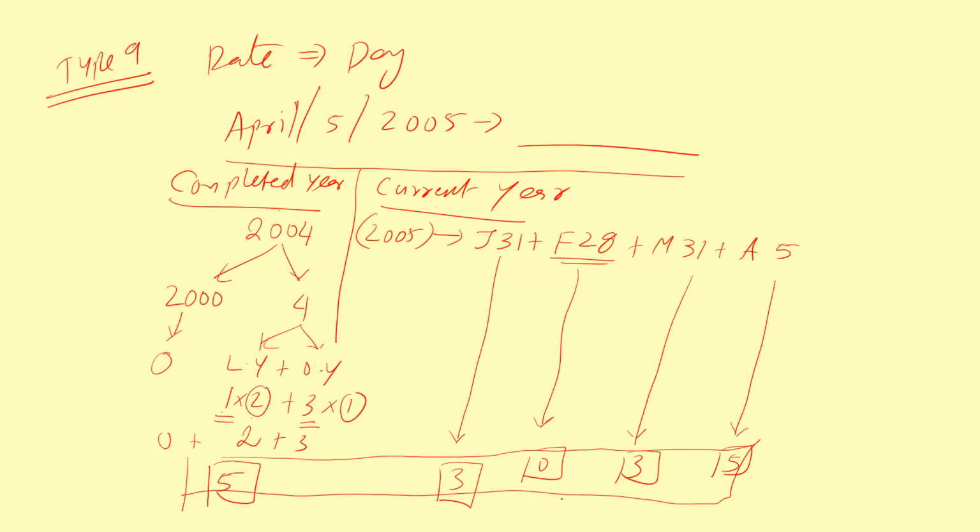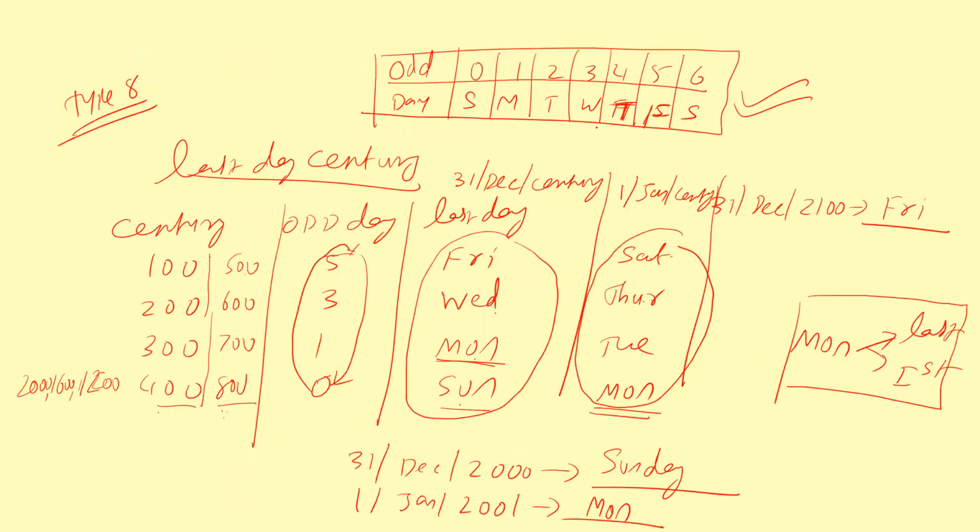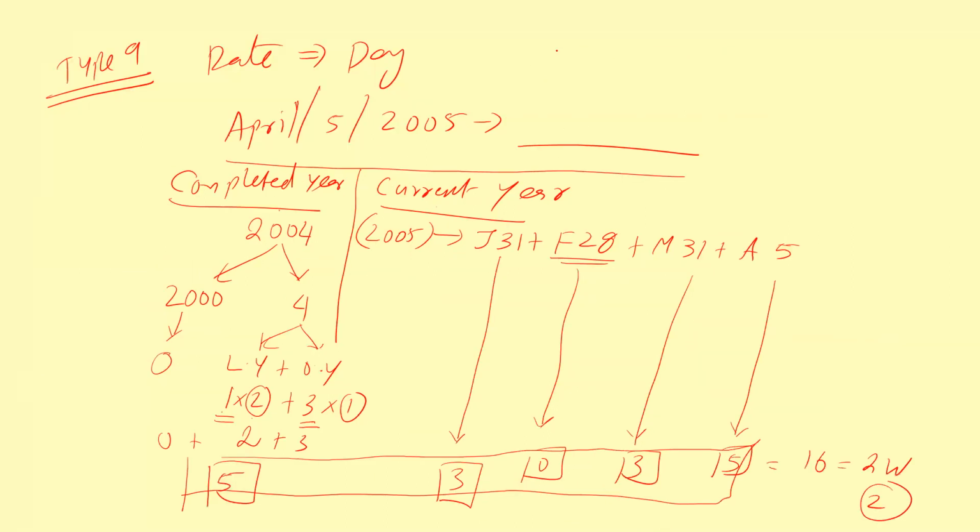Addition: 5 plus 3 is 8, 8 plus 3 is 11, 11 plus 5 is 16. 16 means 2 weeks and the remaining 2 days. There is no reference for the 8th and 9th day. You want to check the table. In the table, 2 represents Tuesday. So April 5, 2005 is a Tuesday.